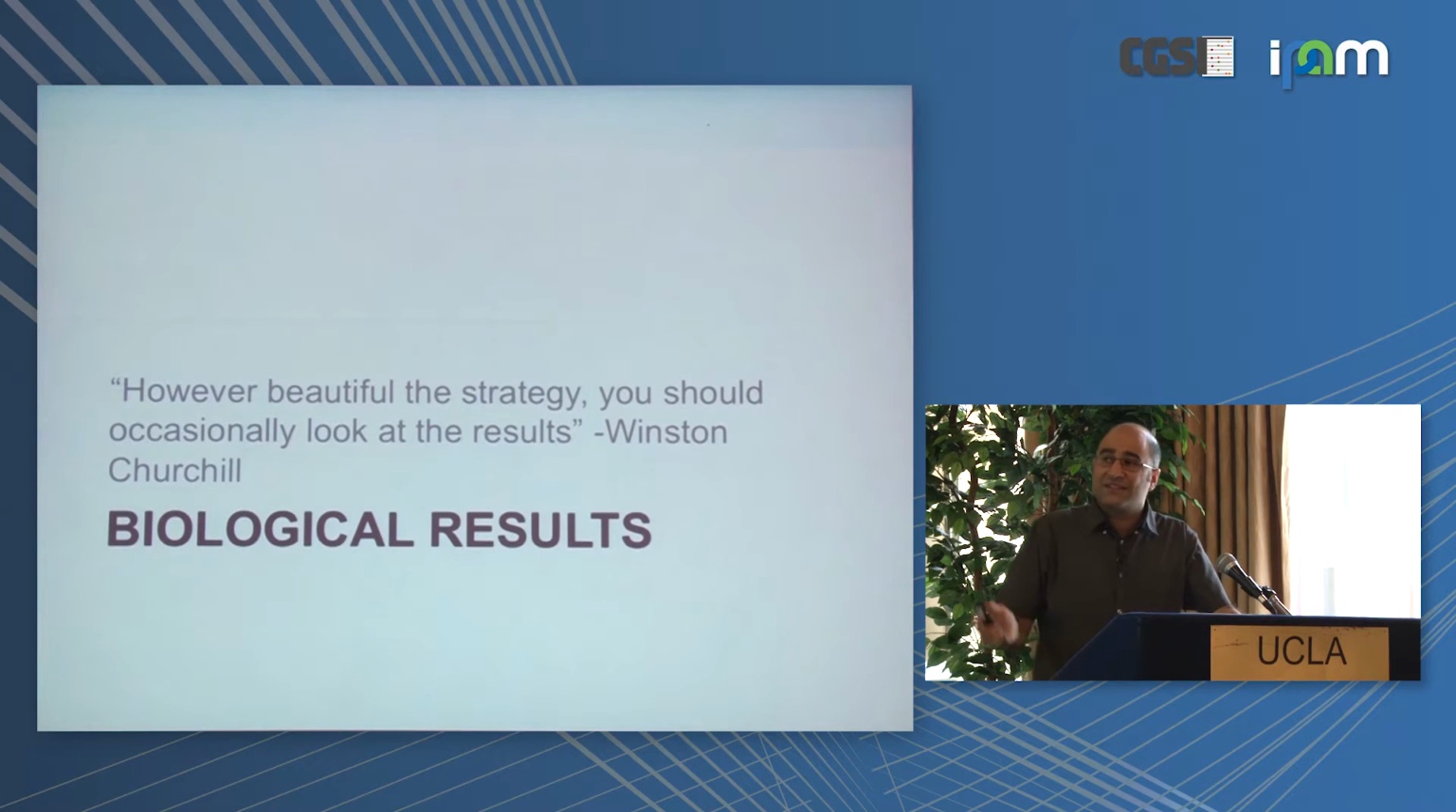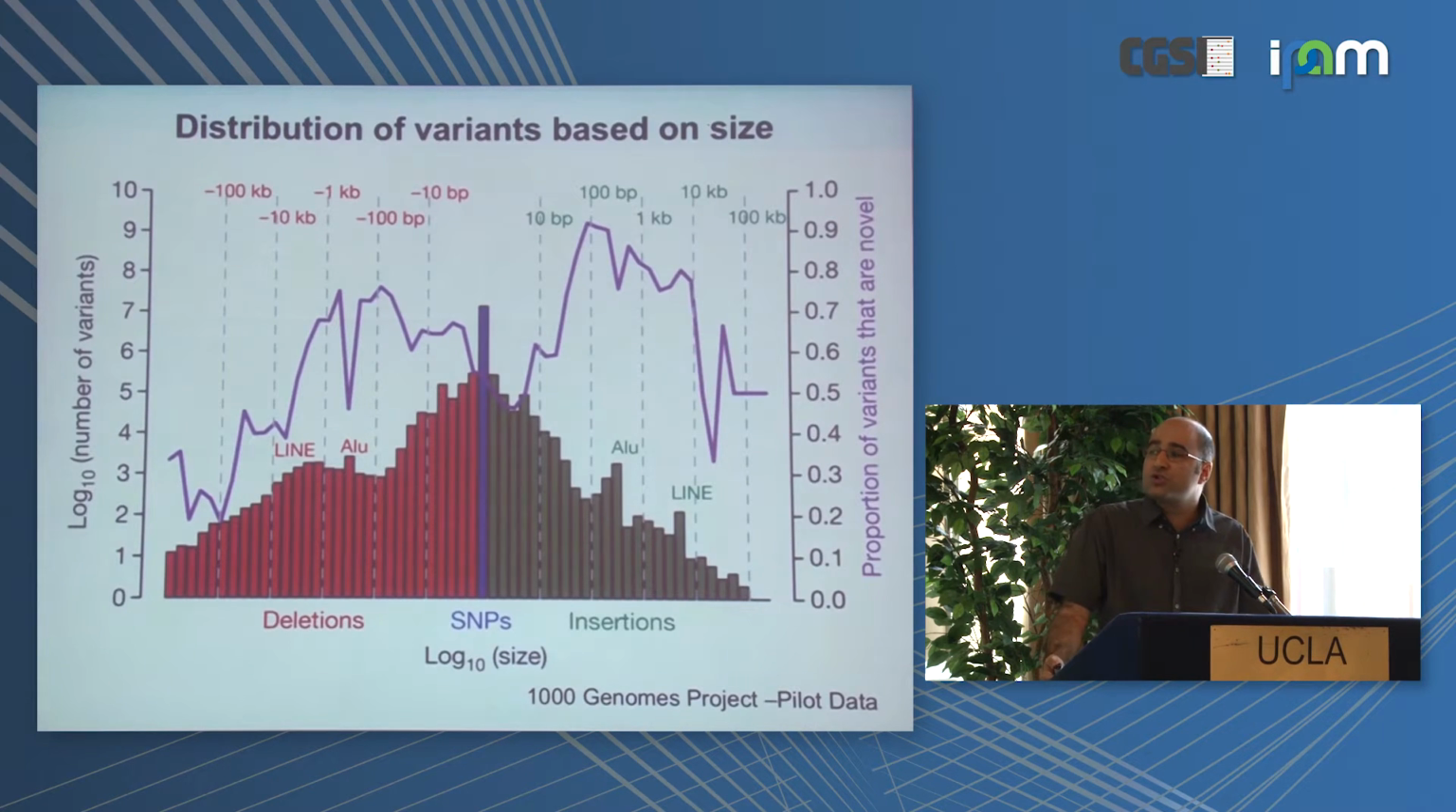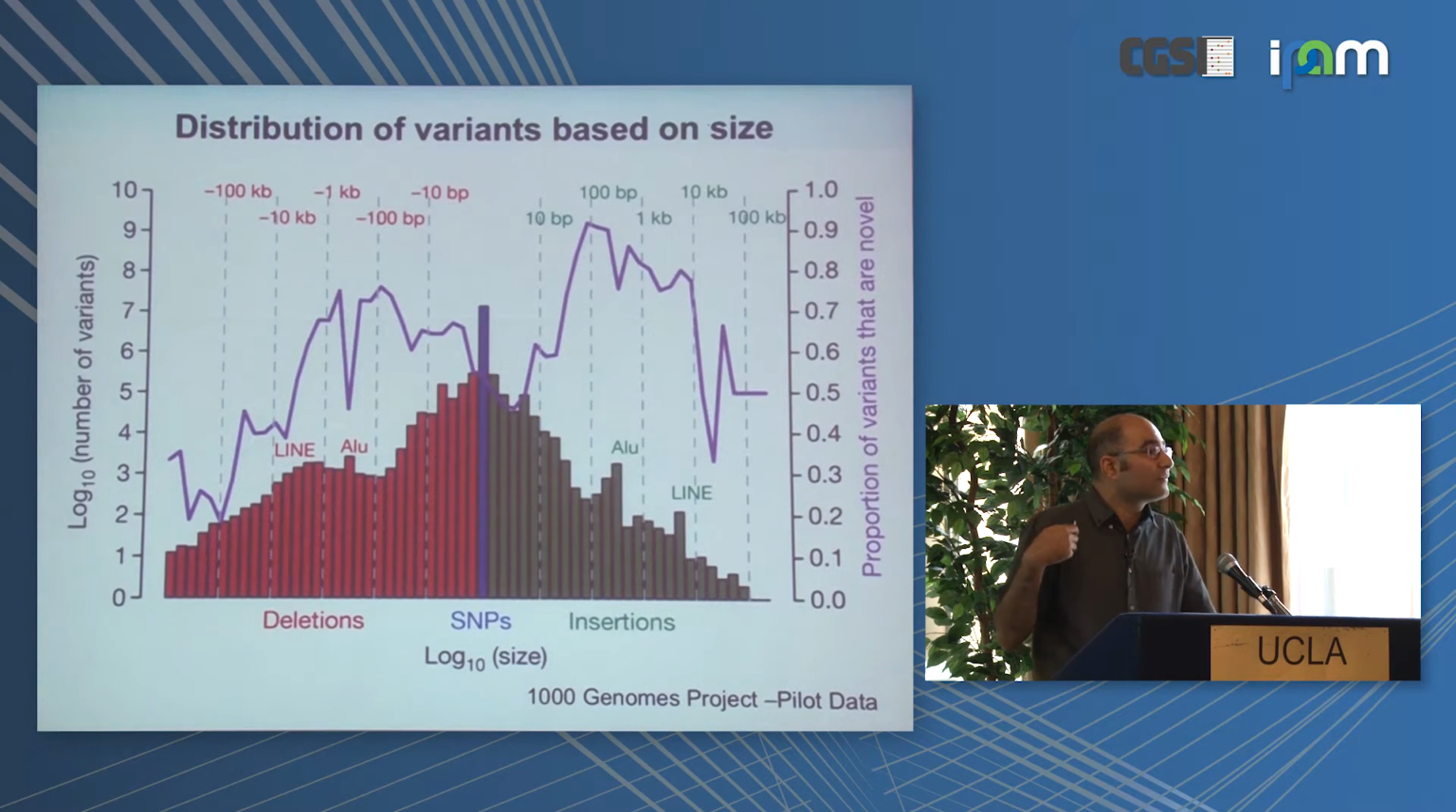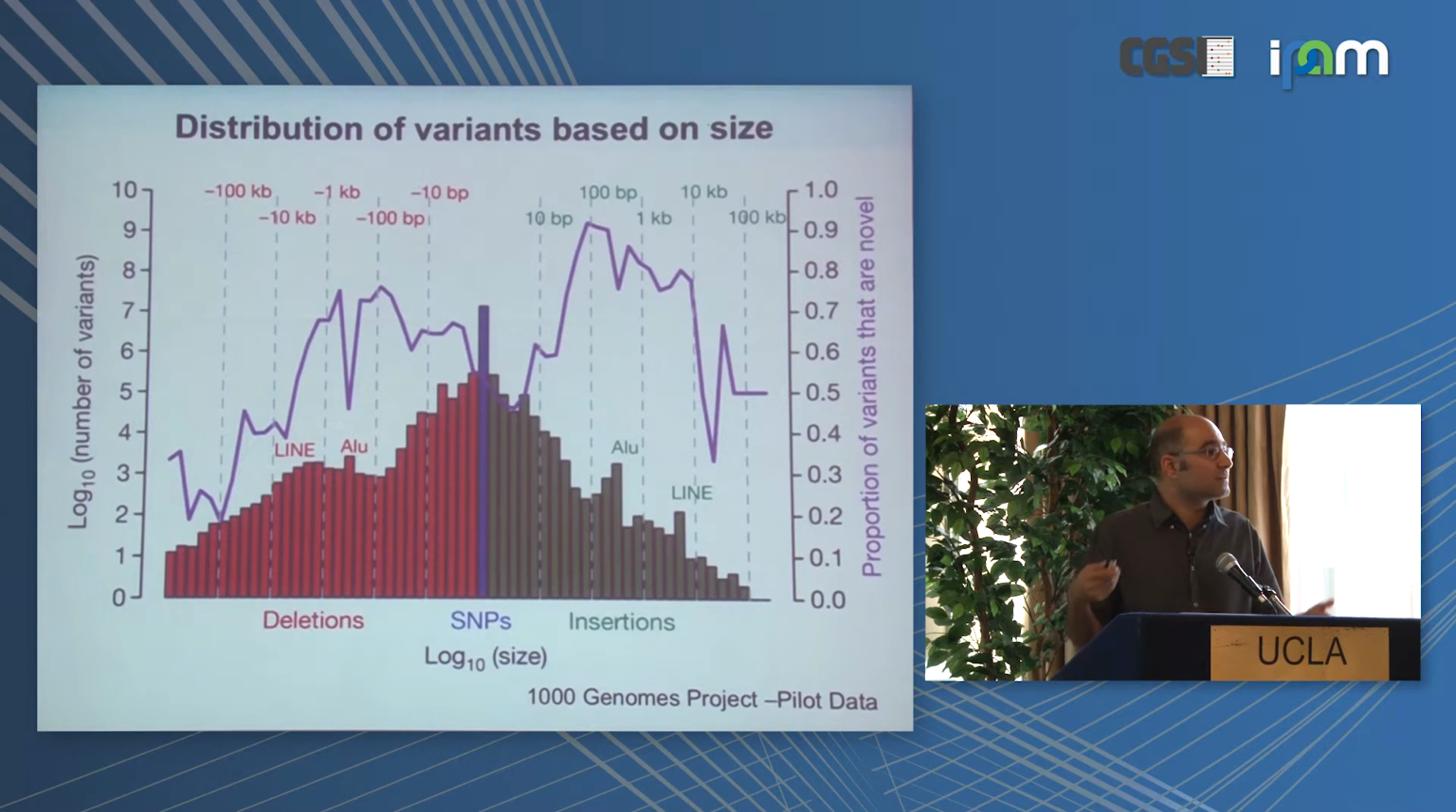So till now I talked mostly about the methods that have been developed, but let's look at some of the results that we can get. The first result I want to show you is from the 1000 Genomes Project pilot, and this shows the distribution of the different types of variations: SNPs, indels, and structural variations. The x-axis is the number of variants observed. This part is the portion that's novel, and these are the lengths. Of course, the largest number of variations observed in the 1000 Genomes are SNPs.